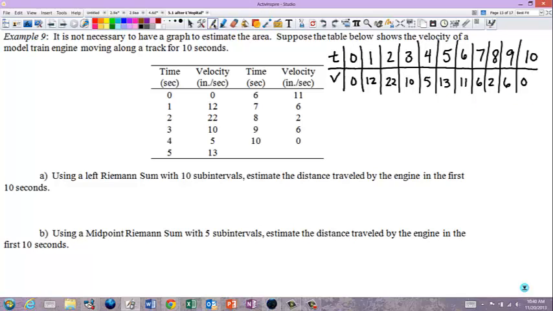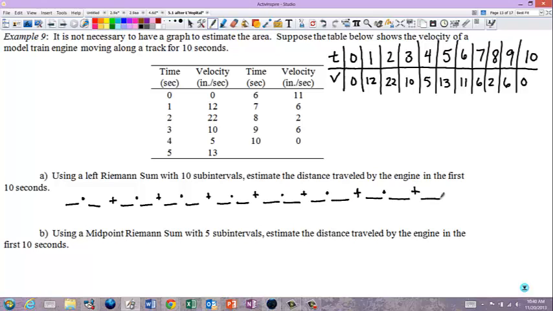Close enough. Okay, using a left Riemann sum with 10 subintervals. So if I have 10 subintervals, that means I have 10 rectangles. So I need to do length times width 10 times. 1, 2, 3, 4, 5, 6, 7, 8, 9, 10. Let me count. 1, 2, 3, 4, 5, 6, 7, 8, 9, 10. Yes, that's good. If it's a left Riemann sum, you start from the left and go to the right.